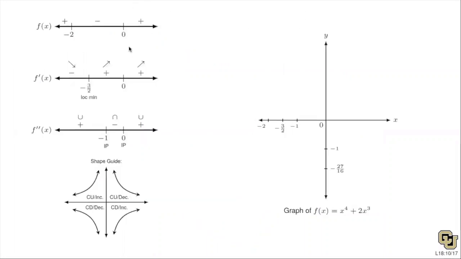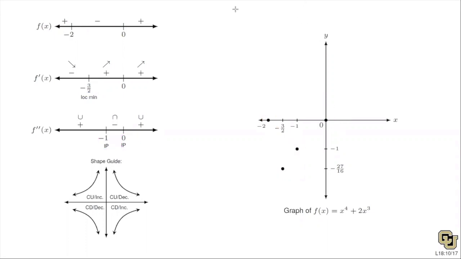So here I've summarized everything here. Here are my 3 number lines with my handy shape guide. Right? So the first step I like to do is plot the x-intercepts here. So these x-intercepts I plotted on the graph you can see right here. There's -2 and 0. And then I plotted, there's this local min here at -3/2. Here's a local min. And my inflection points at -1 and 0.